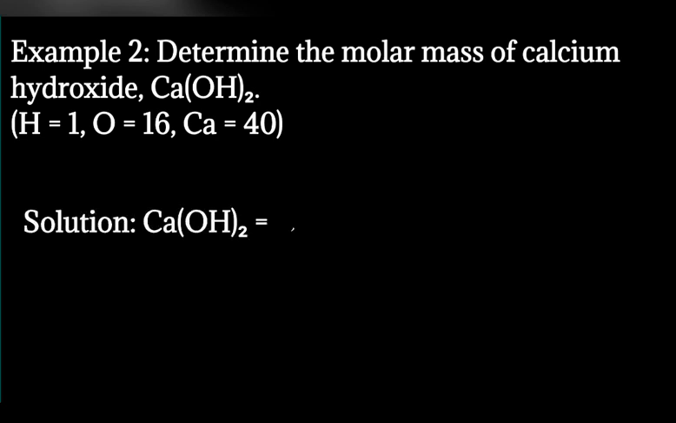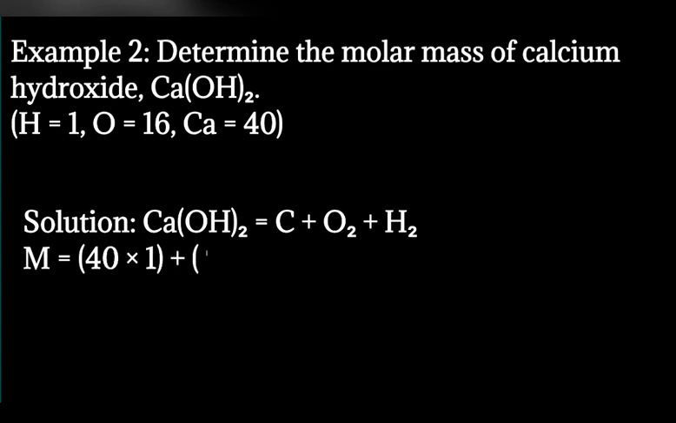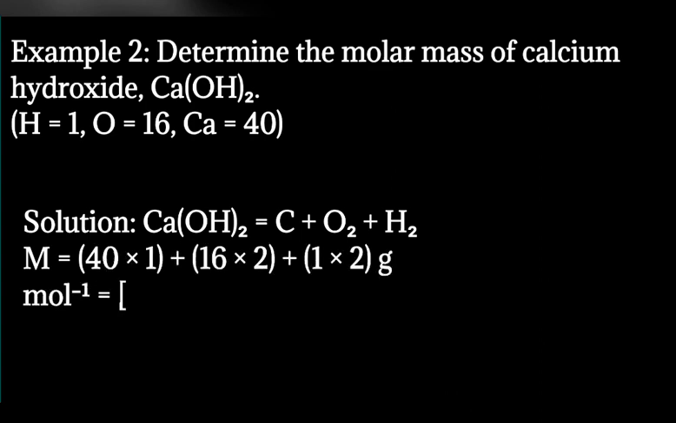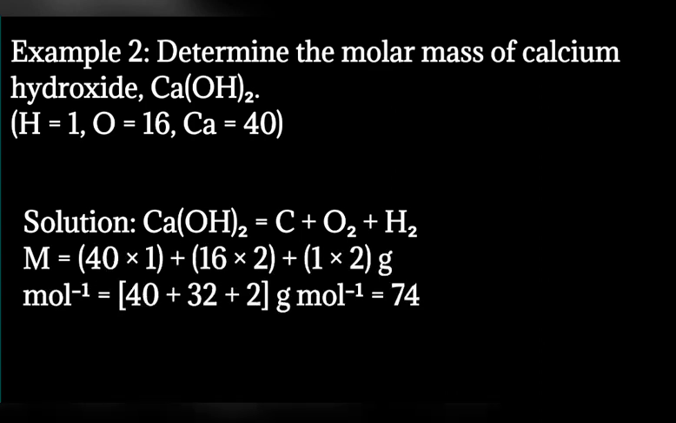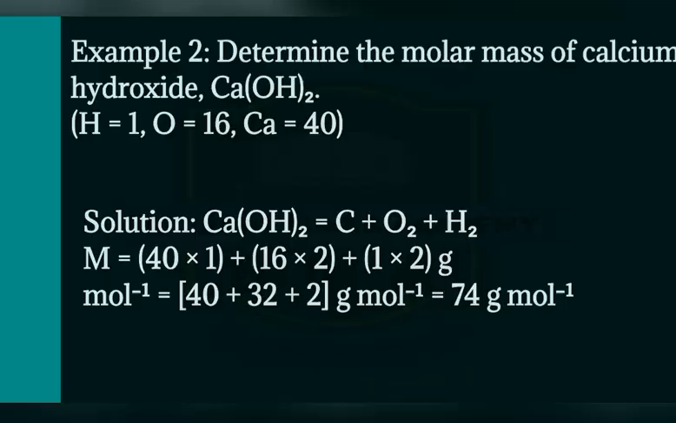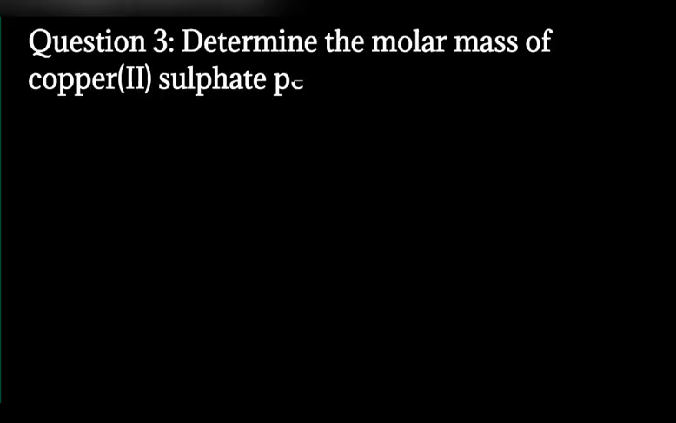When you open the brackets first, you're going to have Ca plus O2 plus H2. And doing this, calcium is 40, oxygen is 16, hydrogen is 1. So you multiply them by the subscripts they carry: 40 times 1, 16 times 2, 1 times 2. The addition of these all will give you 74 grams per mole as the molar mass of calcium hydroxide.